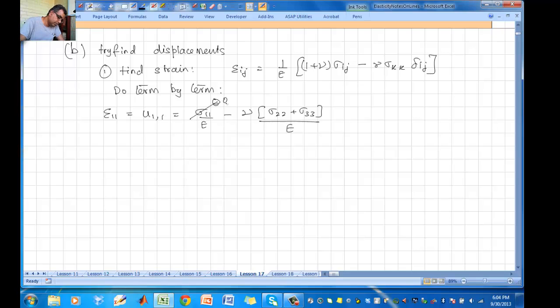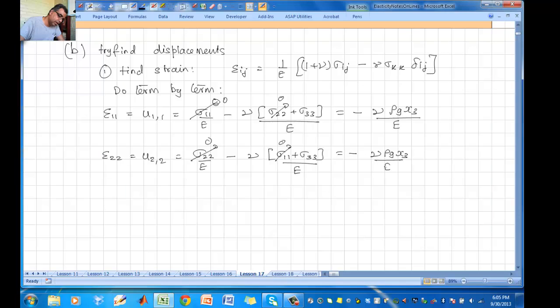So this is gone, that is gone, so that will give me minus nu sigma 3, which is rho g x3, over E. Epsilon 2 equals u2,2, which is sigma 2 over E minus nu times (sigma 1 plus sigma 3) over E. So this is 0, that is 0, so this will give me minus nu rho g x3 over E. Epsilon 3 is u3,3, which is sigma 3 over E minus nu times (sigma 1 plus sigma 2) over E. 0, 0, and this will give me rho g x3 over E.